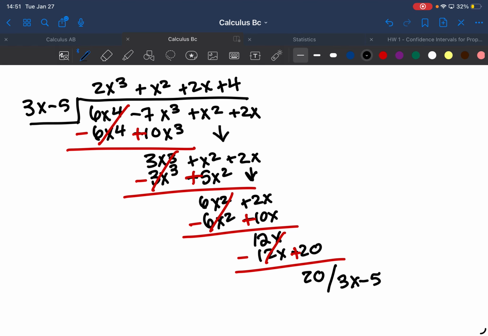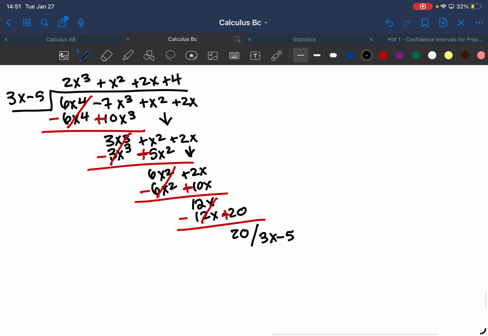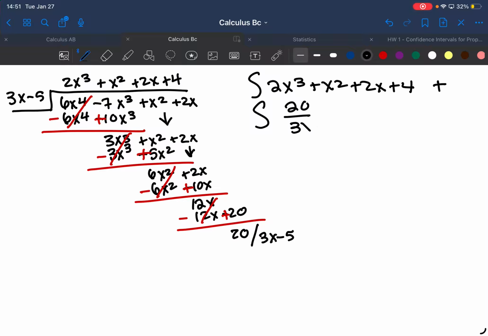Okay, so this told me what? How many integrals am I going to have? 2. Okay, so here's my first integral. 2x cubed plus x squared plus 2x plus 4 plus the integral of 20 over 3x minus 5. Oh, I forgot dx in the first one.